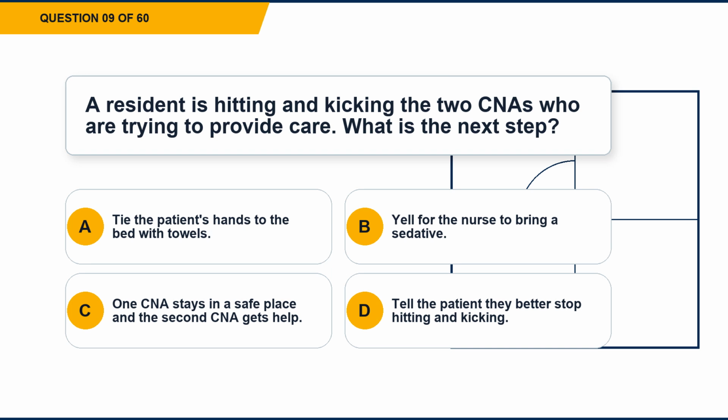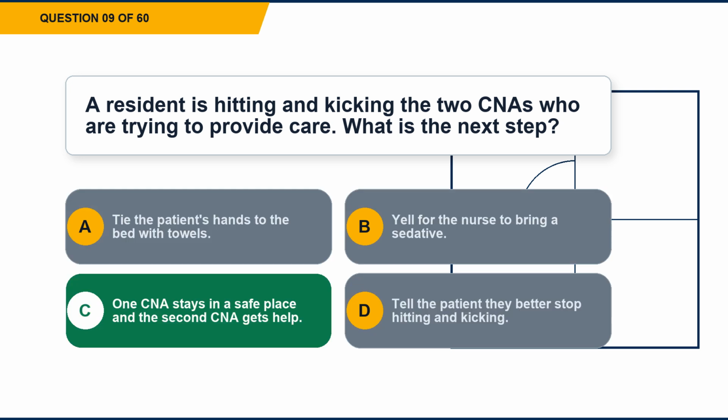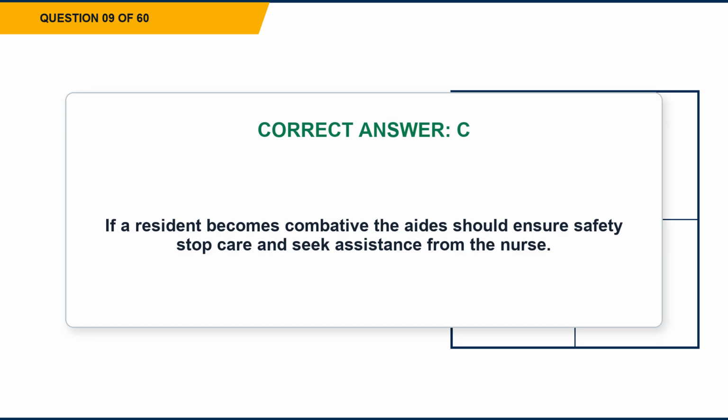Question 9. A resident is hitting and kicking the 2 CNAs who are trying to provide care. What is the next step? Option A. Tie the patient's hands to the bed with towels. Option B. Yell for the nurse to bring a sedative. Option C. One CNA stays in a safe place and the second CNA gets help. Option D. Tell the patient they better stop hitting and kicking. The correct answer is option C. One CNA stays in a safe place and the second CNA gets help. Explanation. If a resident becomes combative, the aide should ensure safety, stop care and seek assistance from the nurse.